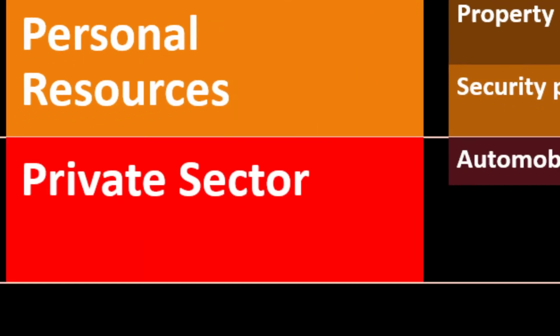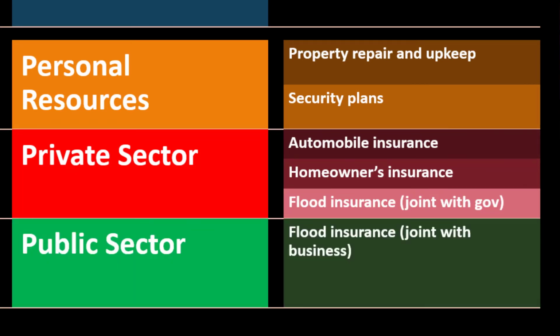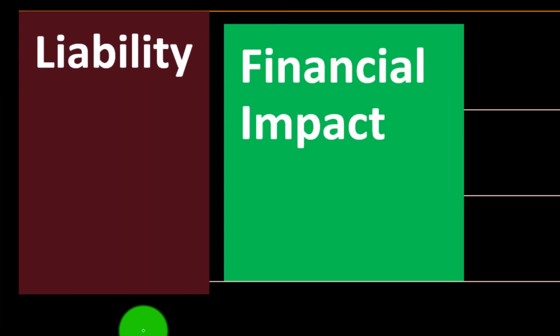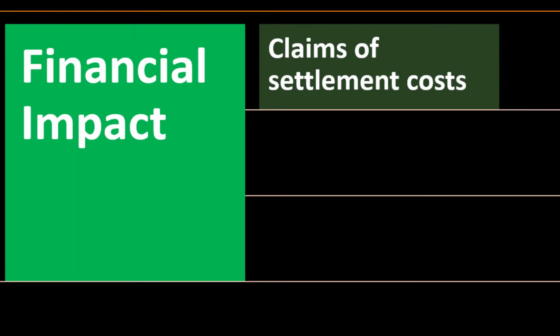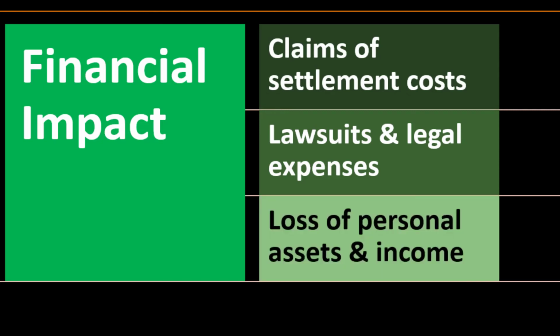And then we have the private sector: automobile insurance, homeowners insurance, flood insurance, which could be joint with the government, and flood insurance on the public side of things as well. Liability, so the financial impact: claims of settlement costs, so liability insurance, someone's going to sue you for something. Lawsuit and legal expenses, those could be exorbitant. And loss of personal assets and income.